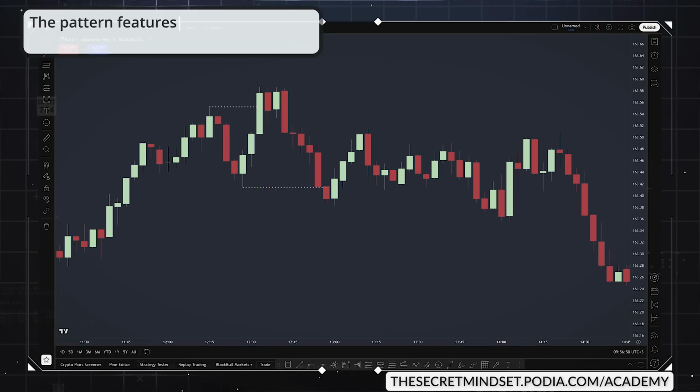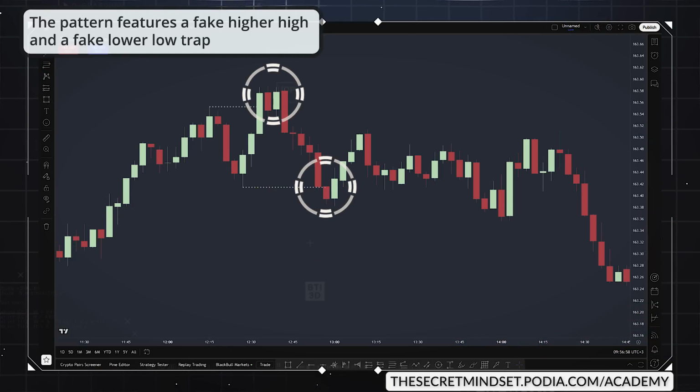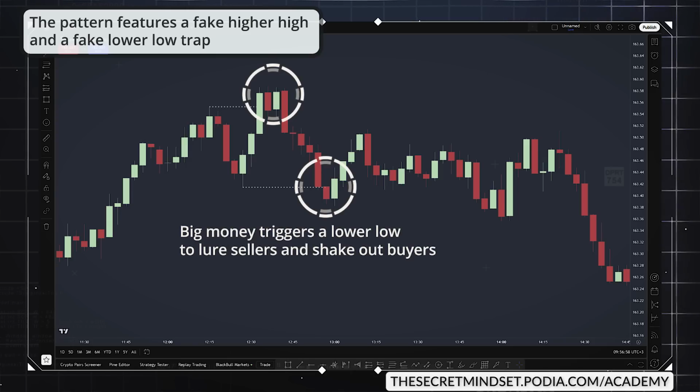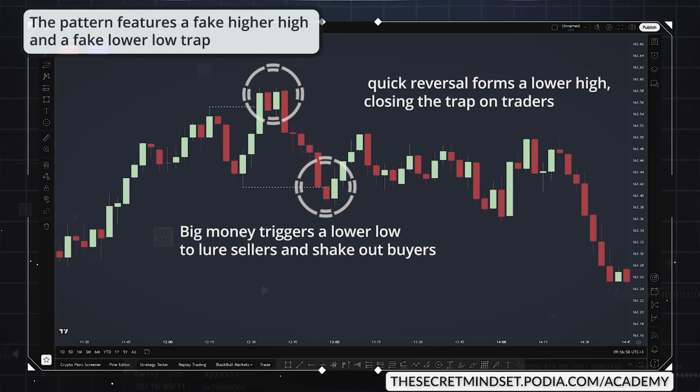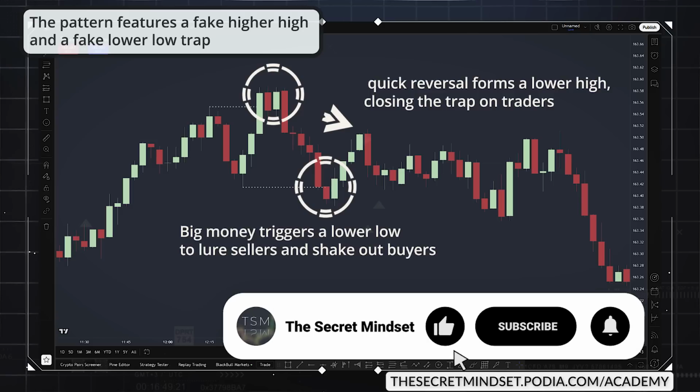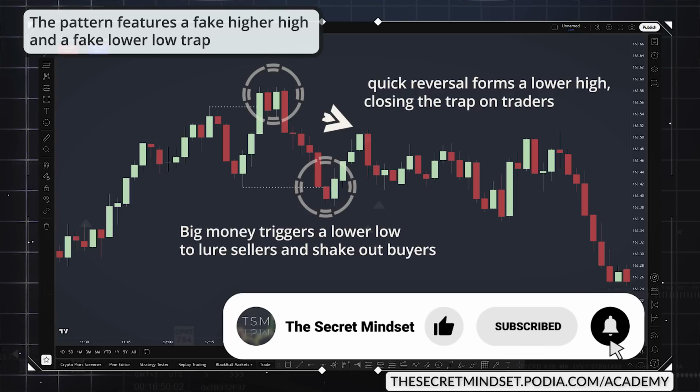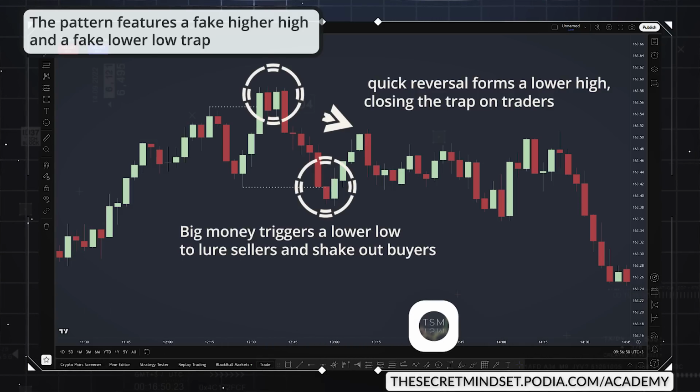The over and under pattern gets its name from this exact sequence. A fake out higher high, a fake out lower low, followed by a lower high. The pattern is about the trap. Big money creates the lower low to pull in sellers and force out buyers, then reverses back up so quickly that most can't react. The new lower high is the spot where the trap closes.